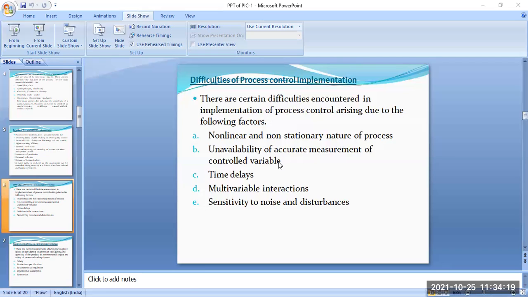So this is another difficulty: unavailability of accurate measurement of the control variable. Okay, number three, that is time delay. It is another important one. Time delays are encountered in the process or plant, connecting hardware also, and adding to the difficulty of the control.